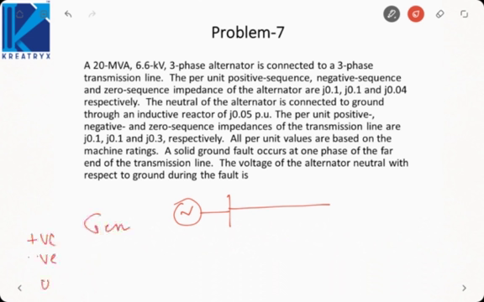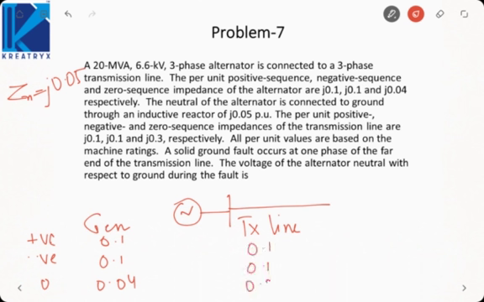Positive, negative, 0. For generator it is 0.1, 0.1, 0.04. Neutral of the generator is connected to ground through an inductive reactor J0.05. So Zn is J0.05. For transmission line, positive, negative and zero sequence are 0.1, 0.1 and 0.3. As you can see, Z1 equal to Z2 and Z0 is 3 times Z1.